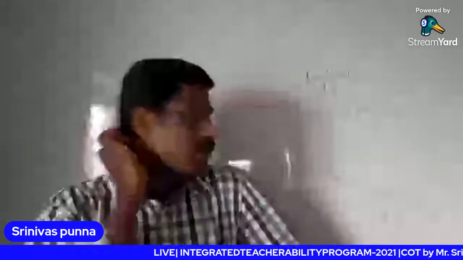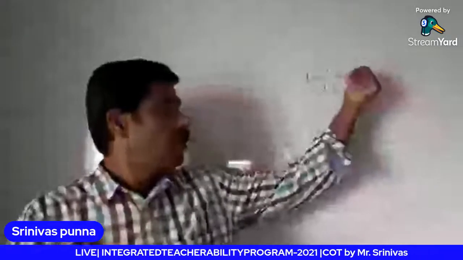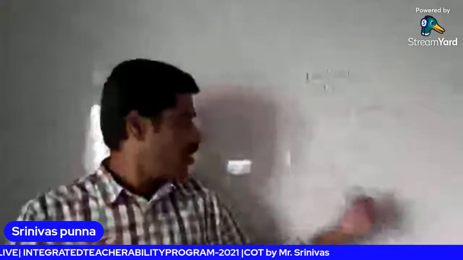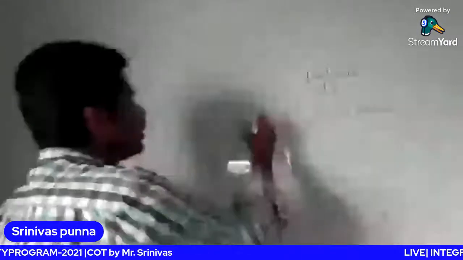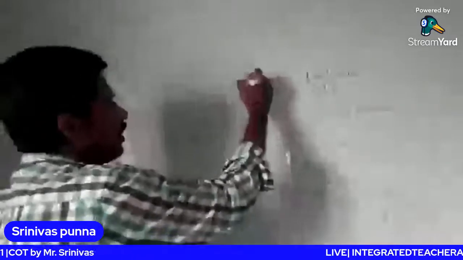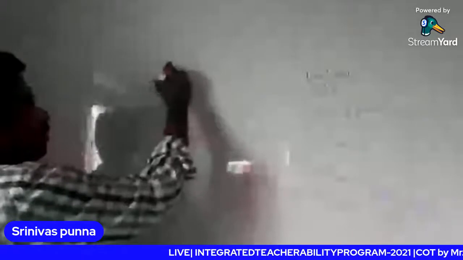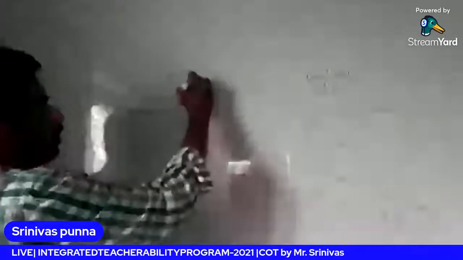Right. So like this, latitudes are 0 to 90 south. In the same manner, this half goes up to 90 north. This is known as the northern hemisphere.